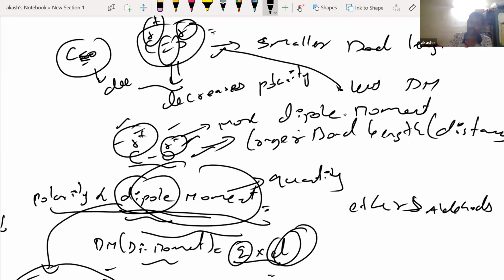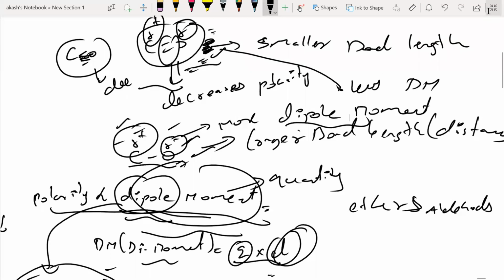So C-O single bonds are longer and double bonds are shorter. So they will have a lesser dipole moment, and so they will have lesser polarity, and so they will have lesser boiling points compared to your ethers. Yes, understood?